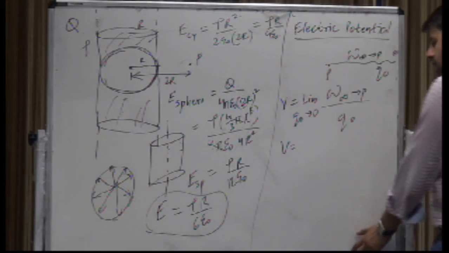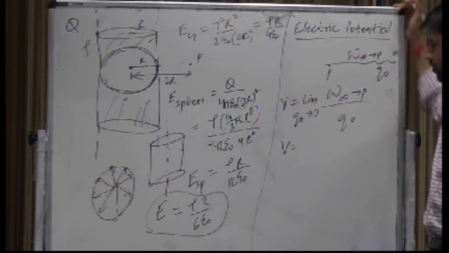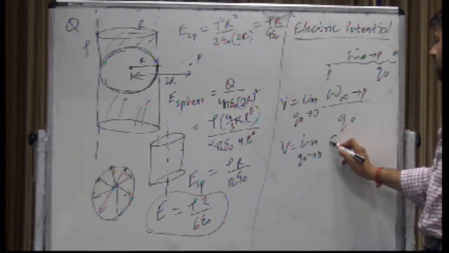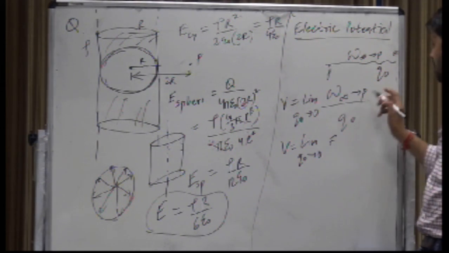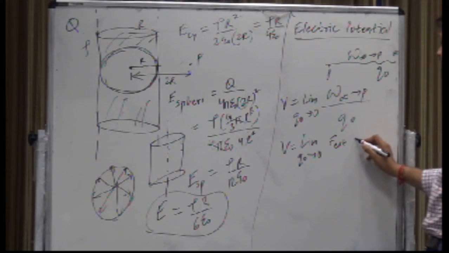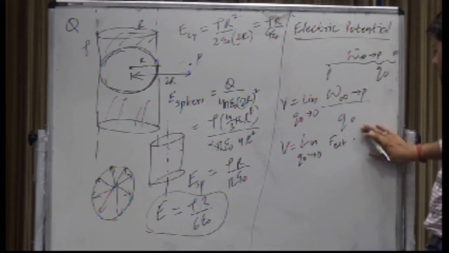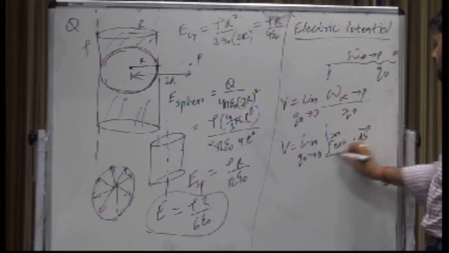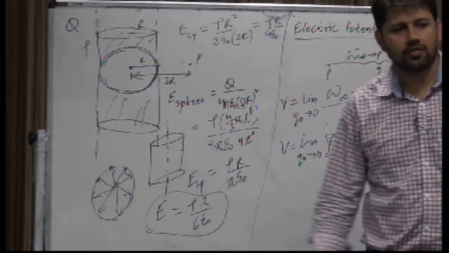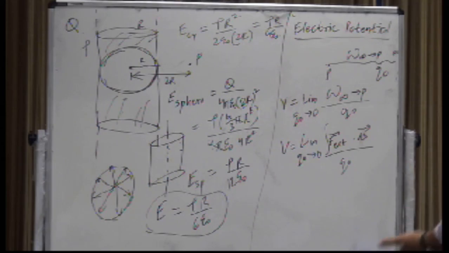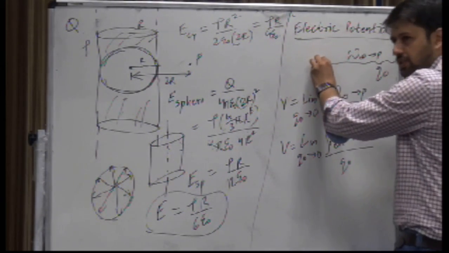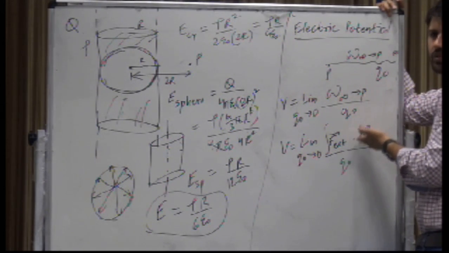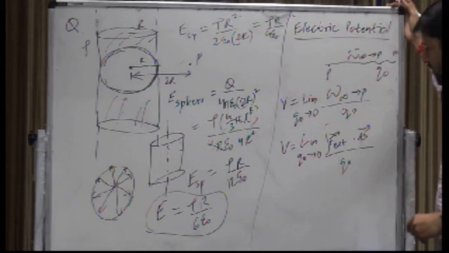Okay. So now for potential, let's go ahead. You already know that limit Q naught tends to 0. Work done would be the integral of F external dot ds vector, upon q naught. Right? Work done is what? This is the work done by you in bringing the charge from infinity to this point. So you are applying an external force. The work done would be due to the external force, F external dot ds, right?